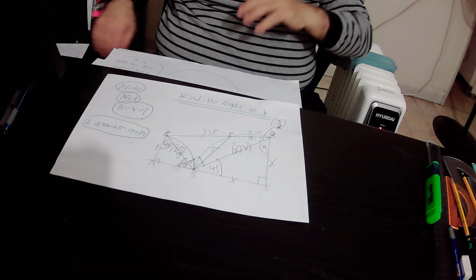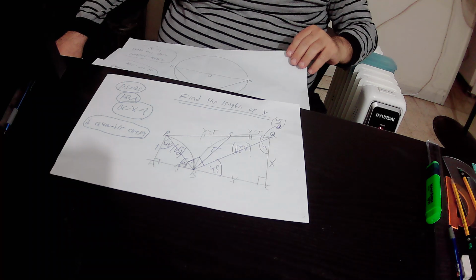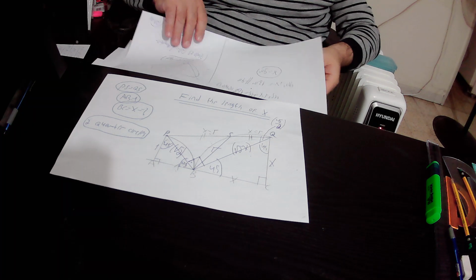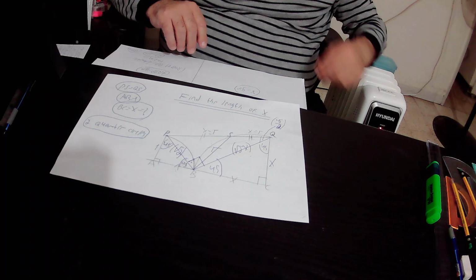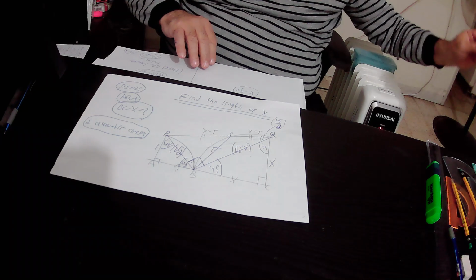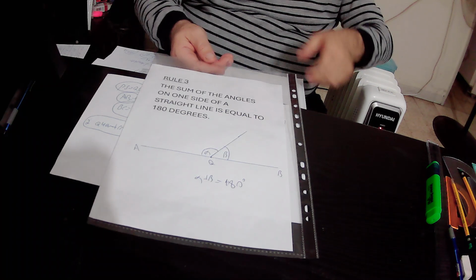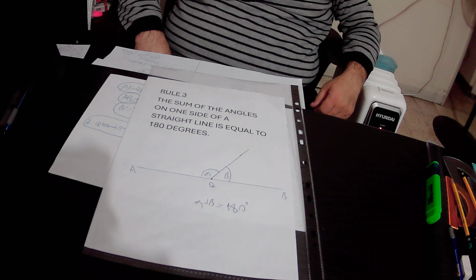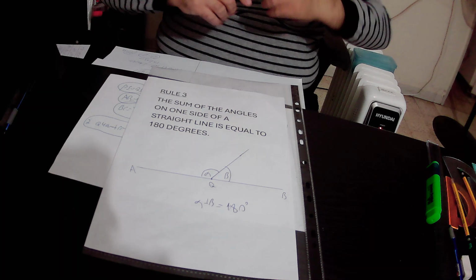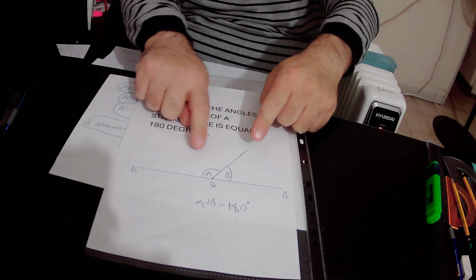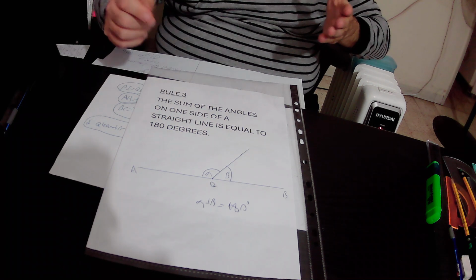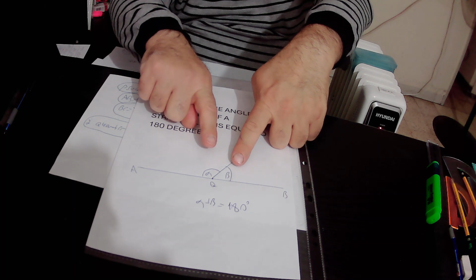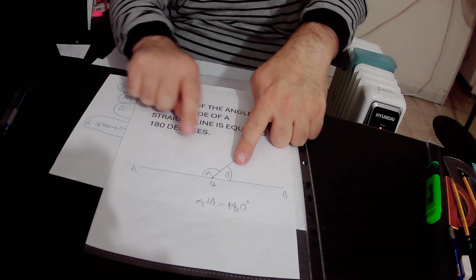Okay, then I copied... then I presented to you rule number 3 and we implemented rule number 3 in our drawing. According to rule number 3, the sum of the angles on one side of a straight line is equal to 180 degrees. So in the drawing we have the straight line AB. If you focus on the upper side of the straight line AB at point Q, the sum of the angles must be equal to 180 degrees according to rule number 3. Which angles do we have at the upper side of AB at point Q? We have this angle alpha and the other angle, beta. So in total, alpha plus beta must be equal to 180 degrees.